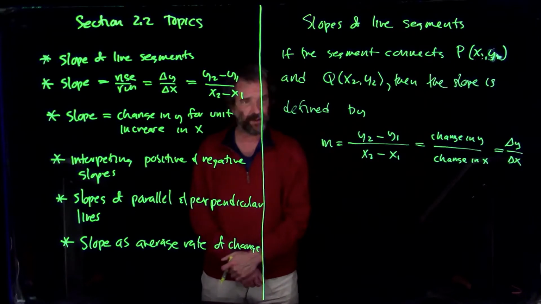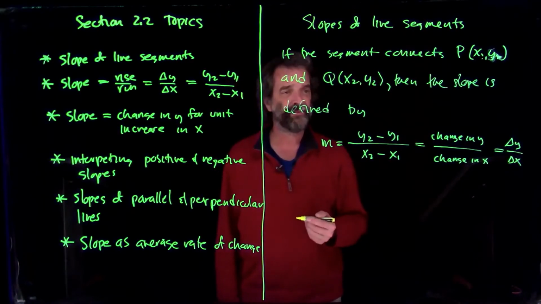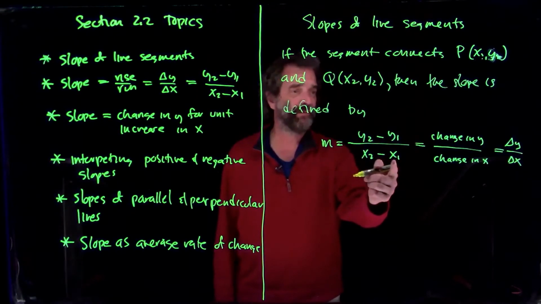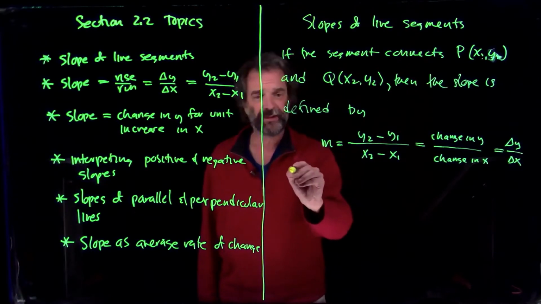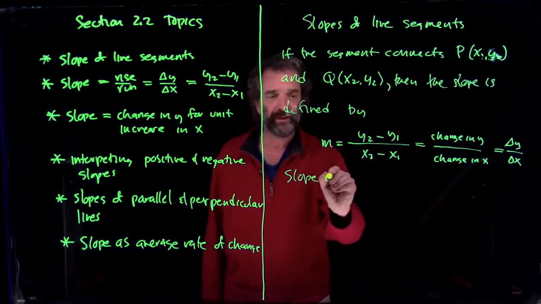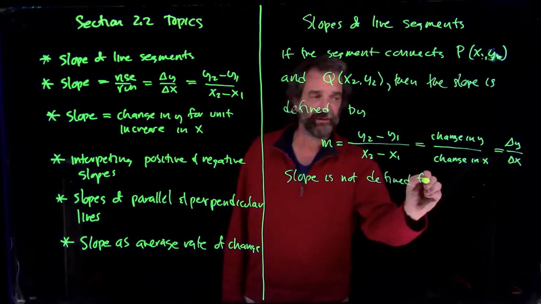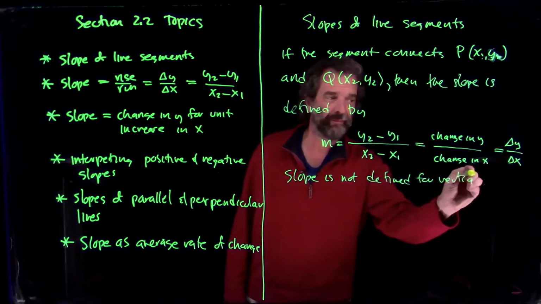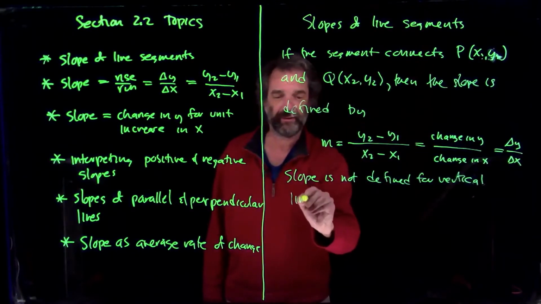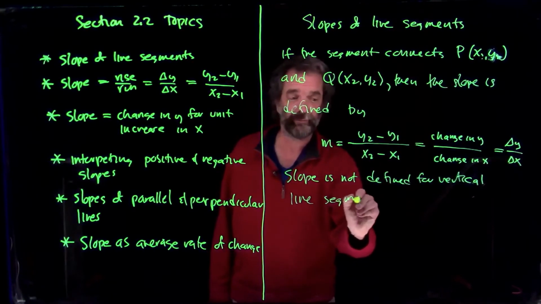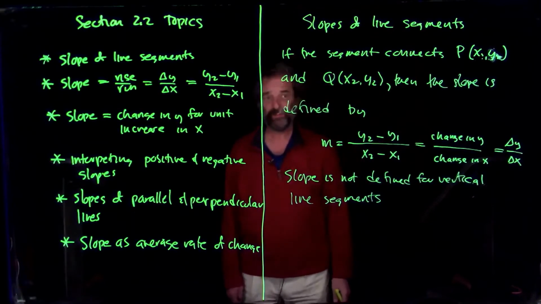All right. Now this is going to work out fine, except if the line segment is vertical, the x-coordinates will be the same, and you'll be dividing by 0, which is not a good idea. So we'll say that slope is not defined for vertical line segments. Otherwise, we'll get a number for every line segment.